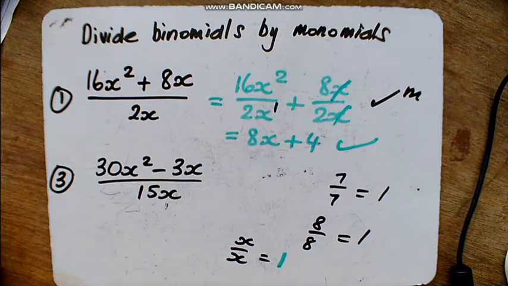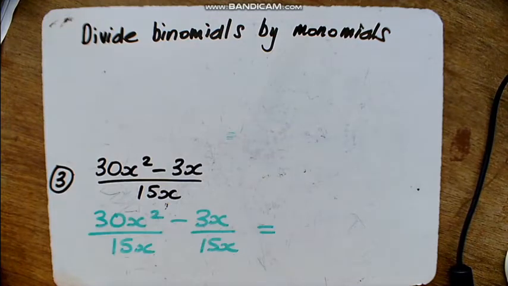First step is to split it. What is 30 divided by 15? Don't forget that this line means divide. So 30 divided by 15. Answer will be 2. Then we have x squared divided by x.